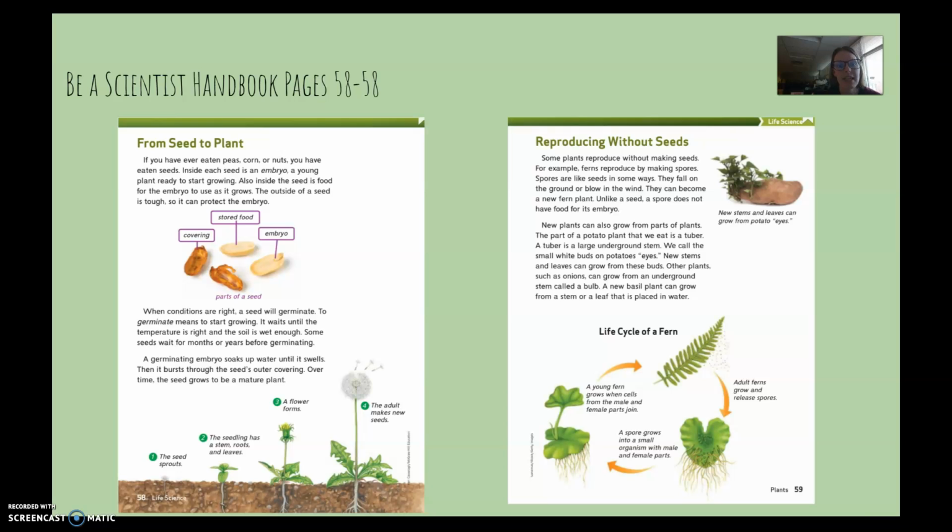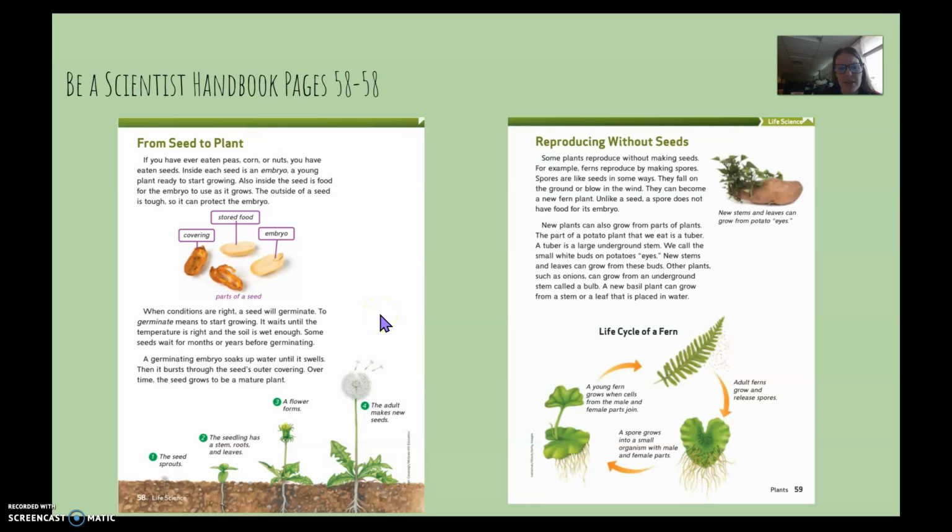Also, inside the seed is food for the embryo to use as it grows. The outside of a seed is tough, so it can protect the embryo. So as you see in this picture, there's a covering that protects it. There's food stored in the seed, and there's the little embryo that helps it to reproduce or make more of that type of plant. When conditions are right, a seed will germinate.